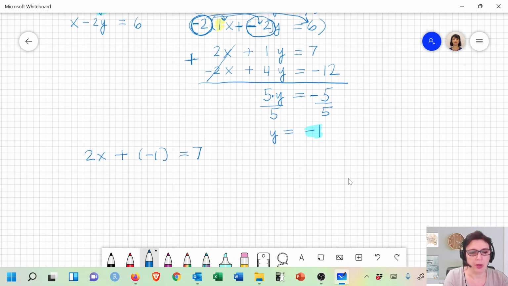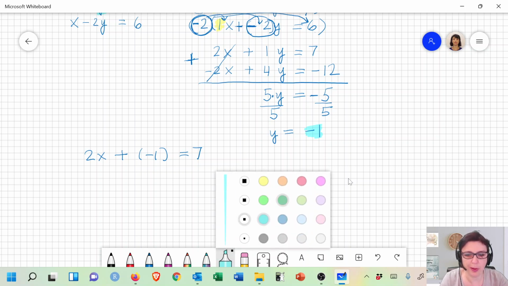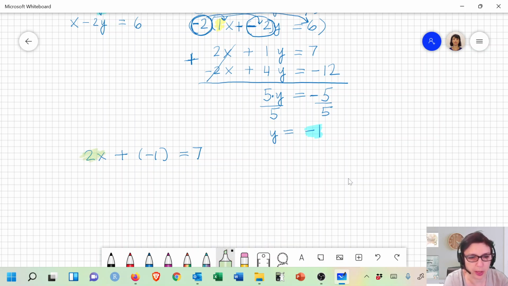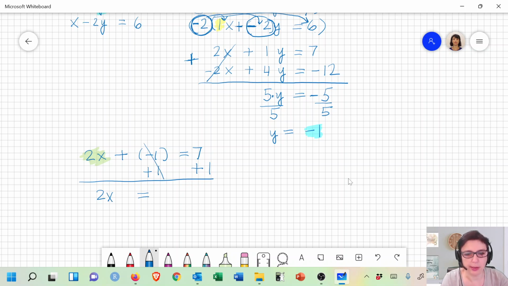Okay, now I'm trying to solve this for x. So I want to isolate the x term, right? It wants to be by itself. So it wants to be like right here, and it doesn't want that -1 there. So I need to get rid of it. And to do that, I'm going to add 1 to both sides. So I get 2x equals. Now here it's going to cancel. 7 plus 1 is 8.